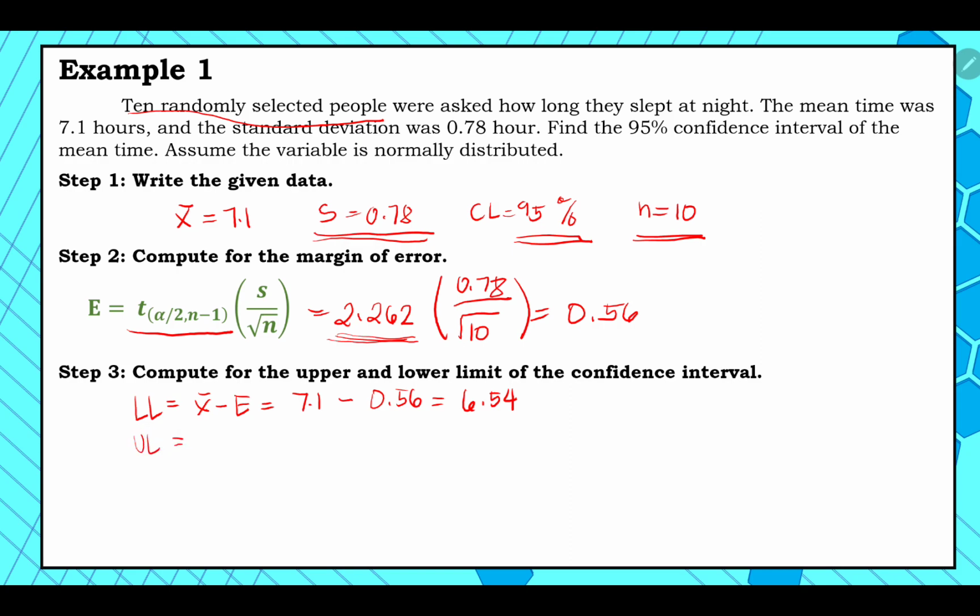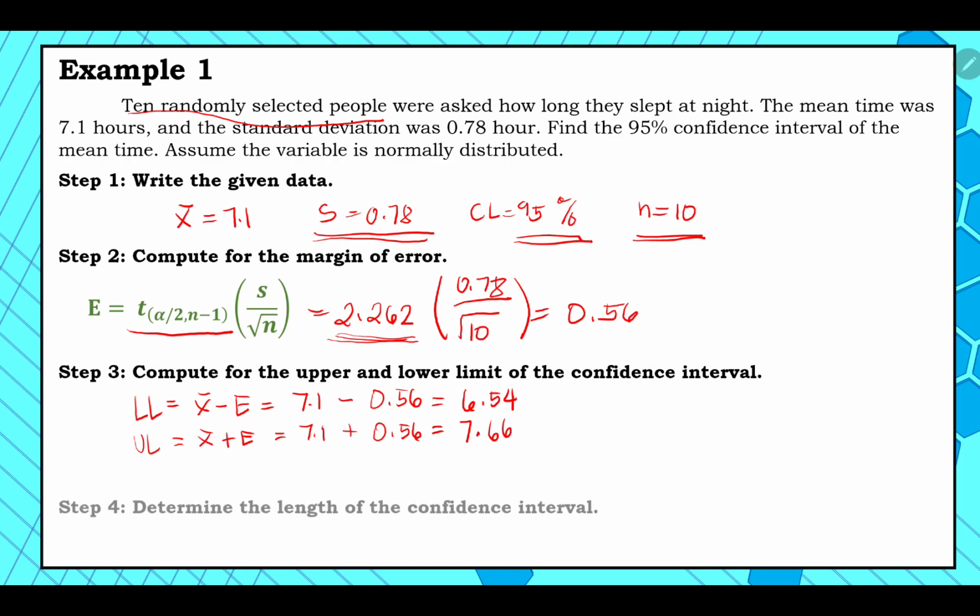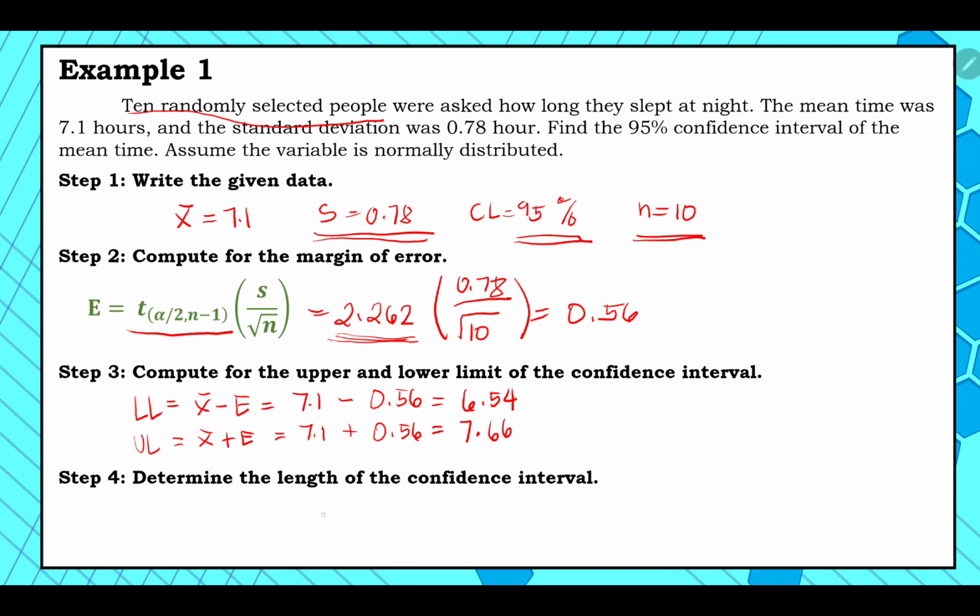For the upper limit, we'll have the sample mean plus the margin of error. That is 7.1 plus 0.56, which is equal to 7.66 hours. So if we're going to write our confidence interval, we'll have from 6.54 hours, we can write down the units, up to 7.66 hours. There you go. So that is our confidence interval for the 95% confidence level.